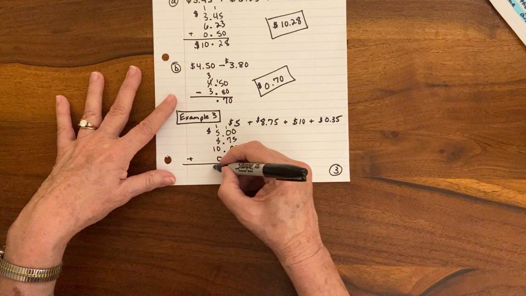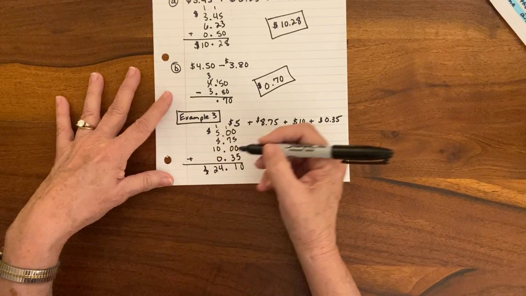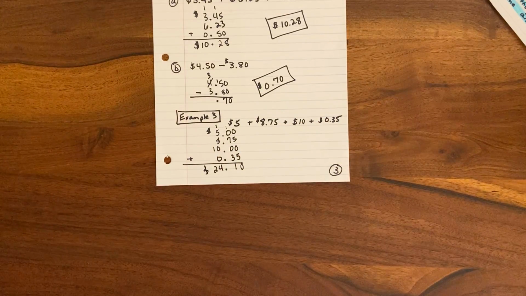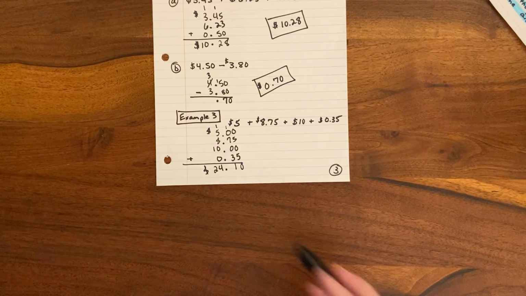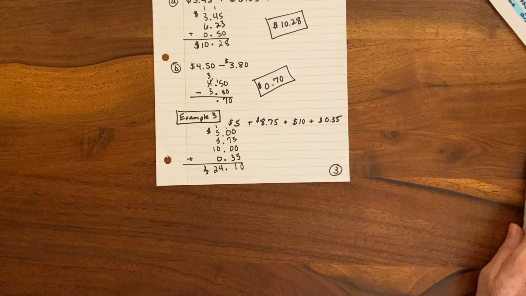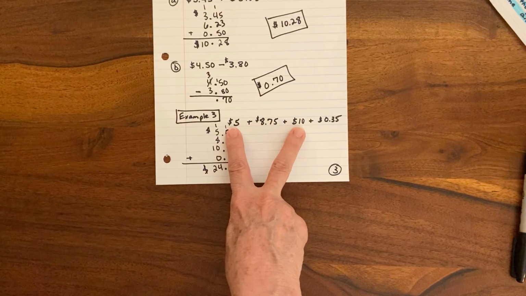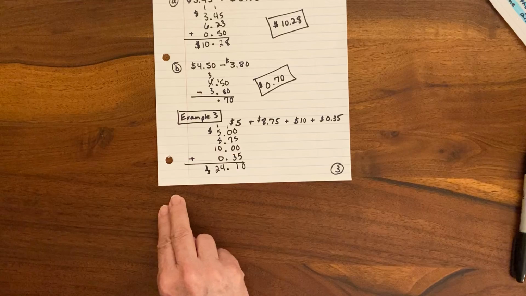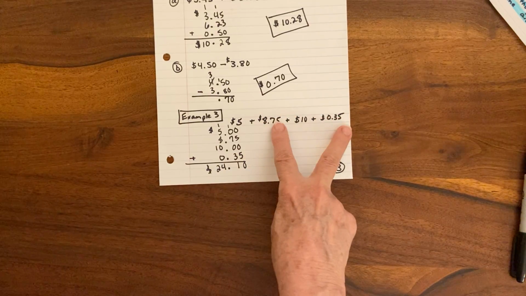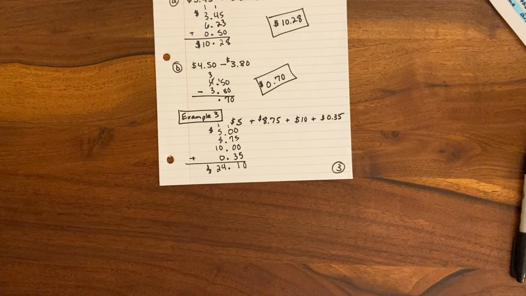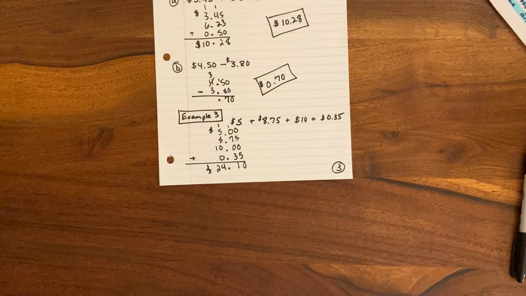16 plus 8 is $24.10. You can change the order. We'll talk about that a little bit later. In this case, I might have done $5 together and $8.75 and 35 cents together and then added those. I don't know, maybe not. Maybe just keep them like that.